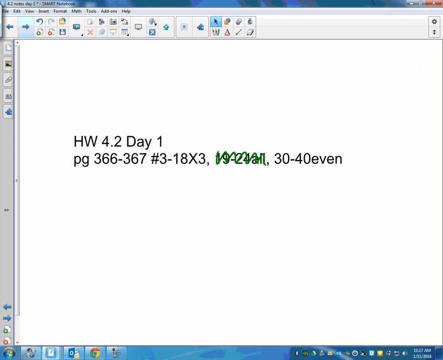So, this is what it says for 4-2 day 1 on your homework. We're skipping the middle ones right now. 19 through 24, we're not doing those yet. So 3 through 18 multiples of 3, those are using SOHCAHTOA. 30 through 40, I believe, are just using your calculator. So if you don't have a calculator, if you want to start with those, or come in and borrow one, that's really okay. Those are all just make sure you're in the right mode as you do those.